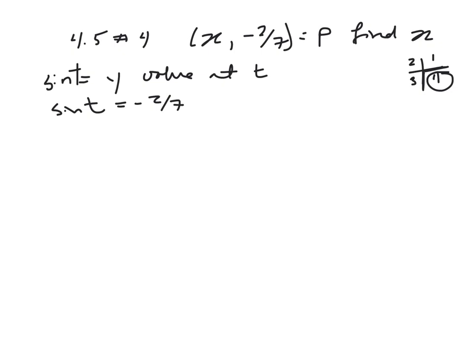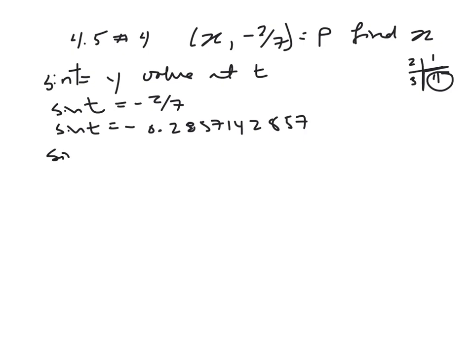So if I want to find what that angle is, I'm just going to do the math. I'm going to do -2 divided by 7, which gives me -0.2857142857, and I keep all the decimal places until I'm all done the math. So I know that's the sine of t.